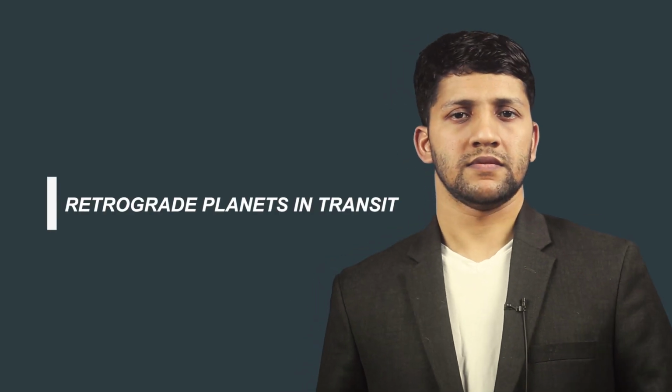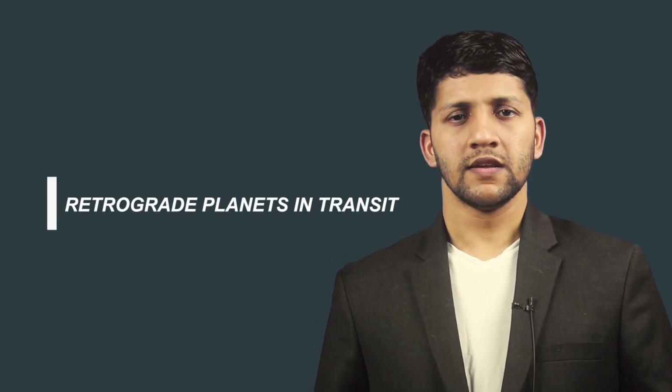Before we start our video, let me tell you there are two types of retrogression. What, Prasad? You never told me that there are two types of retrogression. Yes, there are two types of retrogression. And the first is the retrograde planets in transit. What do I mean by that?